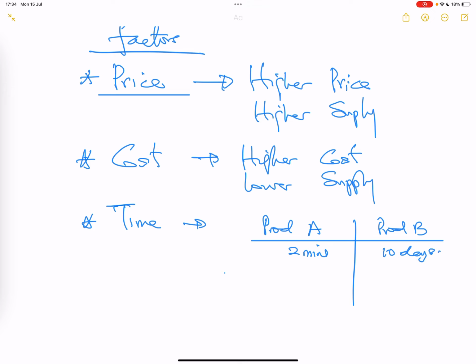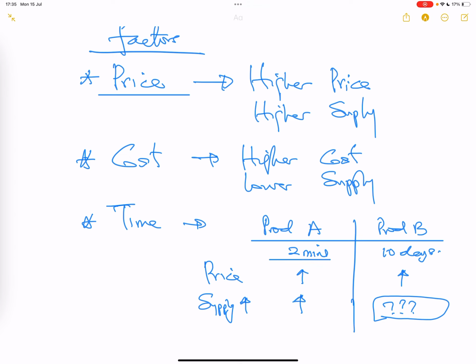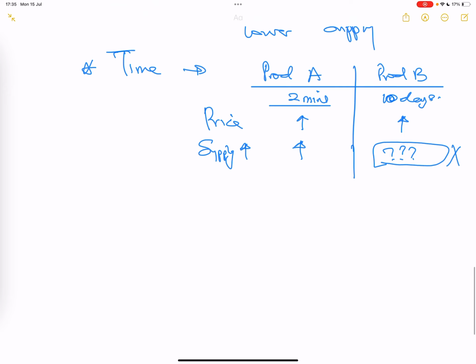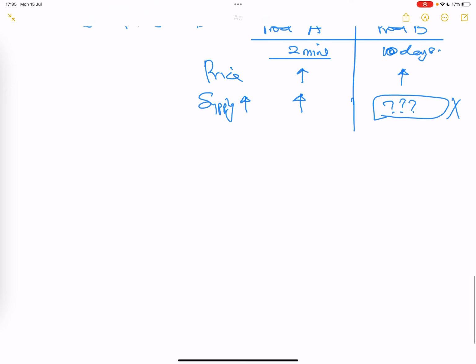If the price of these two products goes up, the normal response you expect is that supply should also go up, right? However, supply might be difficult to go up for product B because it takes a longer time to produce. For product A, supply can go up because it only takes 2 minutes, so we can just start producing more and more into the market. But for a product that takes 10 days, it is difficult. So we might not be able to respond immediately because of the duration it requires.